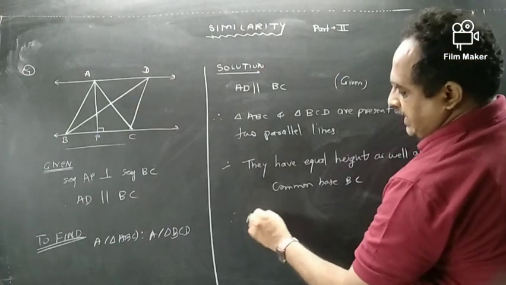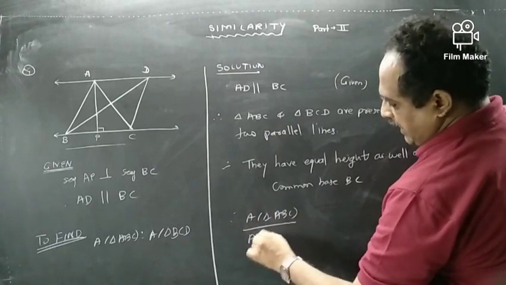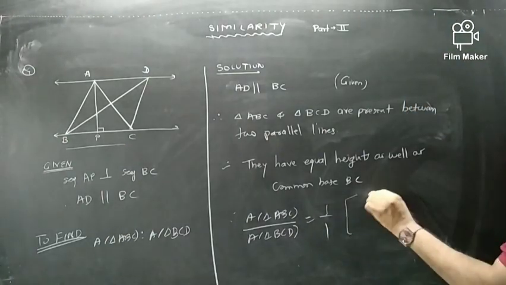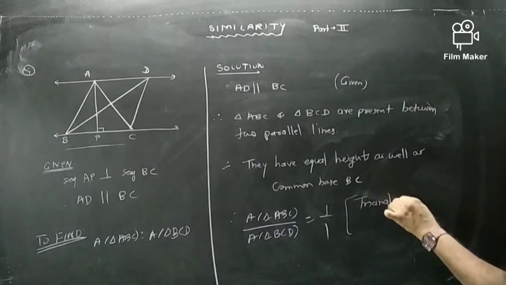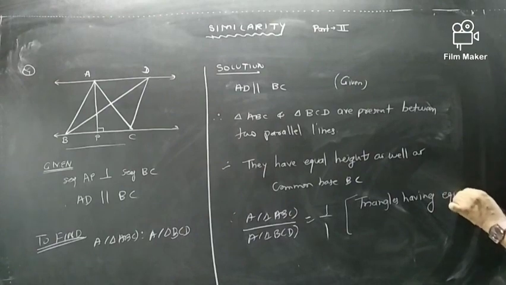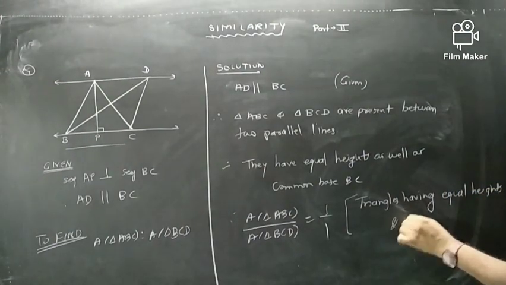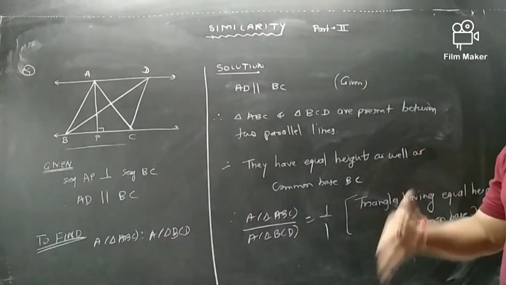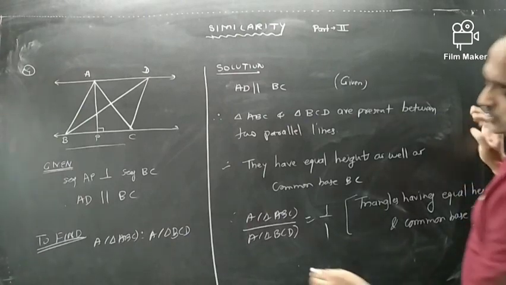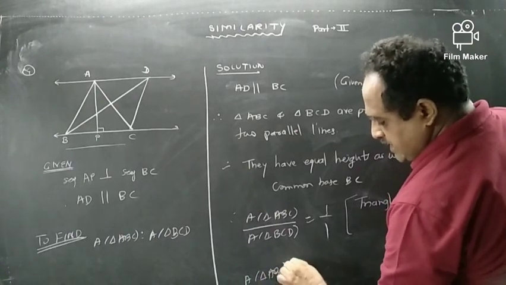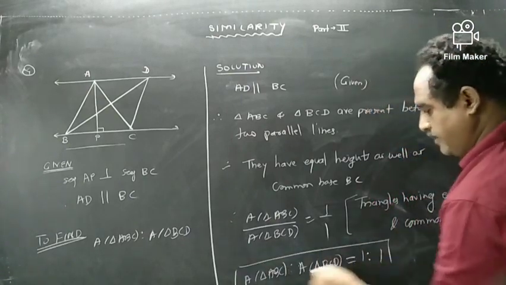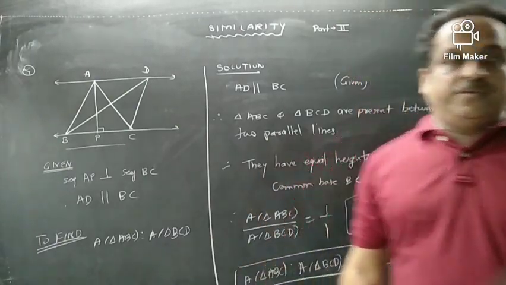Therefore, ultimately, area of triangle ABC upon area of triangle BCD is equal to 1, and the reason you are going to write is triangles having equal heights and common base. See students, if this question comes for 2 marks, there are marks for the reasons. You will know the answer beforehand, but the reason is a must. So area of triangle ABC is to area of triangle BCD is equal to 1:1. So copy down this now.